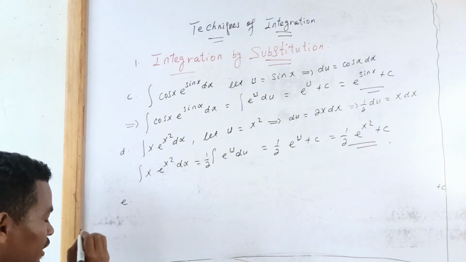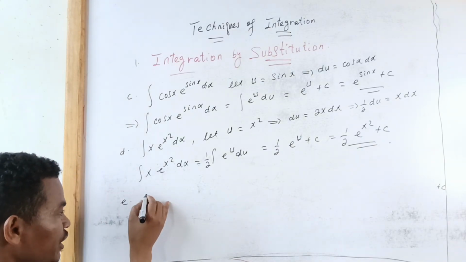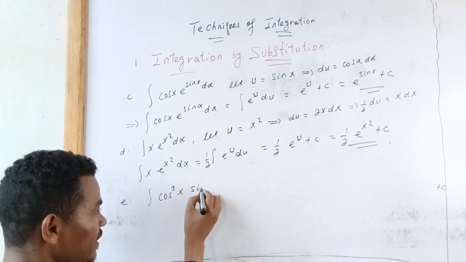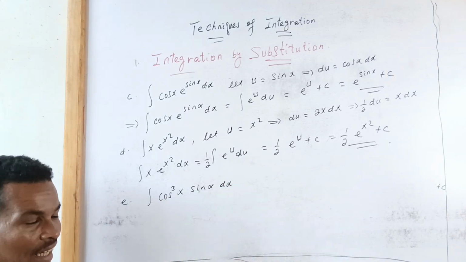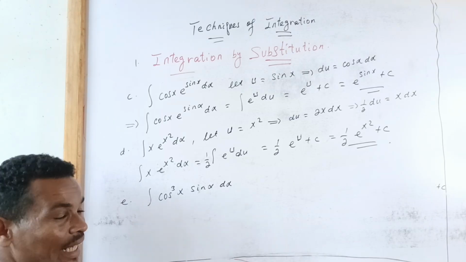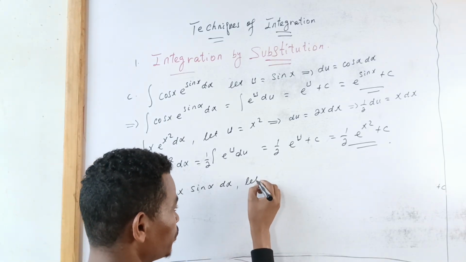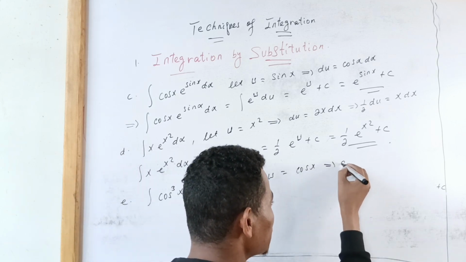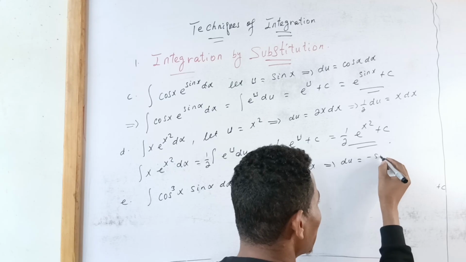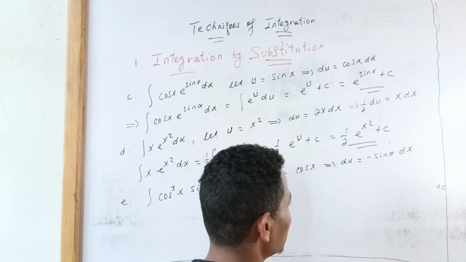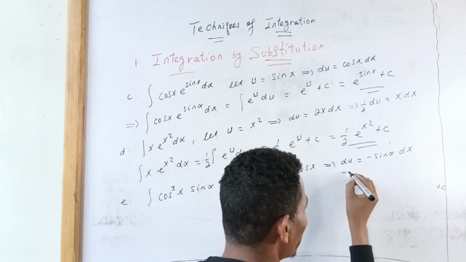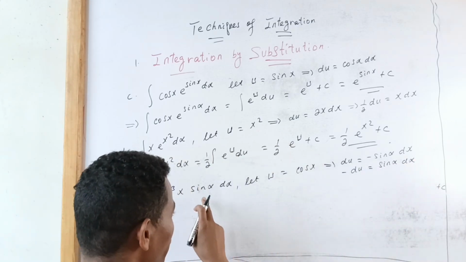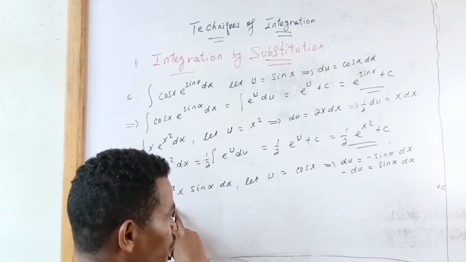e) integration of cos cubed x sin x dx. Again, in this case, we have cos cubed x and sin x. So let u equal cos x. This implies du equals minus sin x dx. This implies minus du equals sin x dx. That is, in place of sin x dx we put minus du, and in place of cos x we put u.